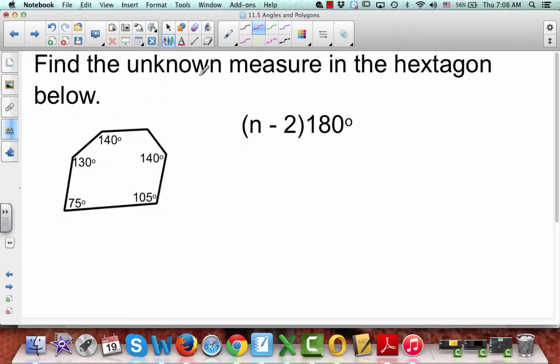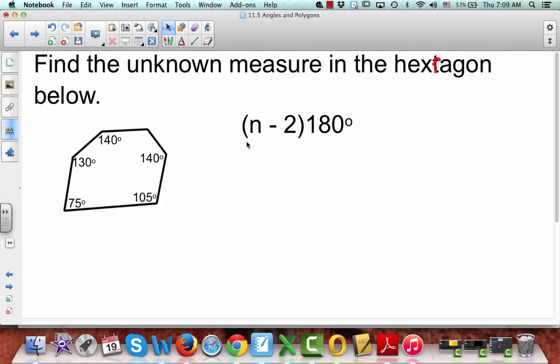Now I want you to find the unknown measure in the hexagon below. Okay, so remember, add up the measures, subtract it from the sum that's supposed to be in there, okay? Pause the video and then come back to me.